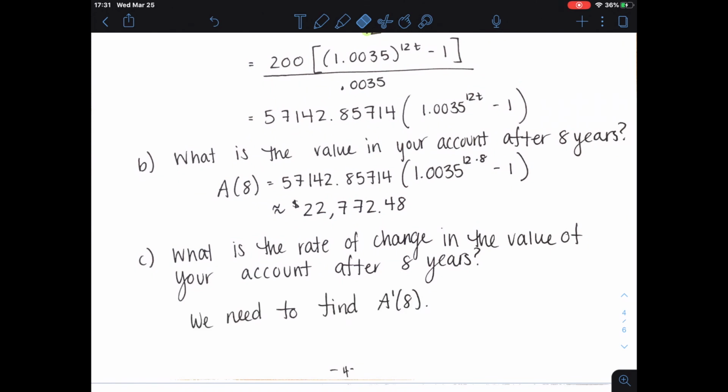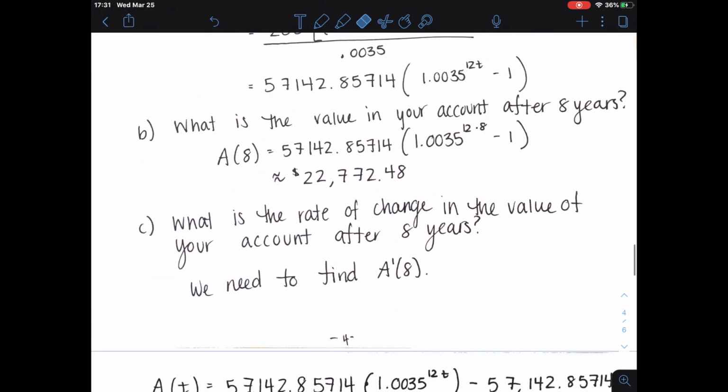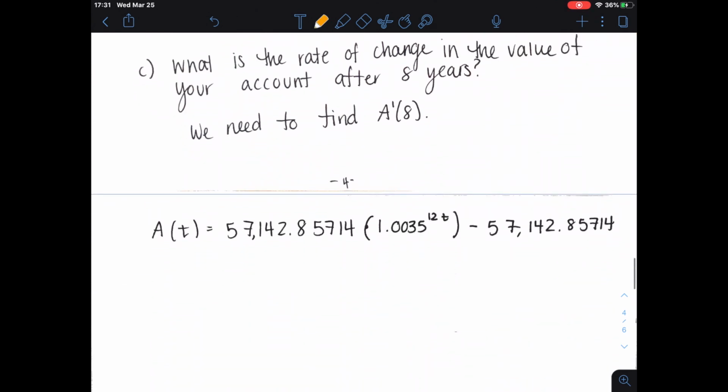So essentially, if we want that rate of change, we want to see what is the derivative at 8 years. So we've got to go ahead and take the derivative of A of T. So first, let's start by rewriting it. So here is our function. All I've done is I've distributed this 5,000 to make our lives a little bit simpler. So this is the 1 times the 5,000, $57,142. And now we want to take the derivative of this.